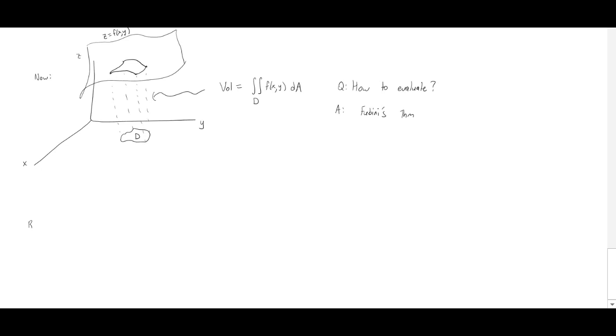Now I want to recall something that we did in Cal 1 again. There was a type of question that you had in Cal 1 where you're given a curve. And the question was, revolve this curve about the x-axis. And then what's the volume of this region?